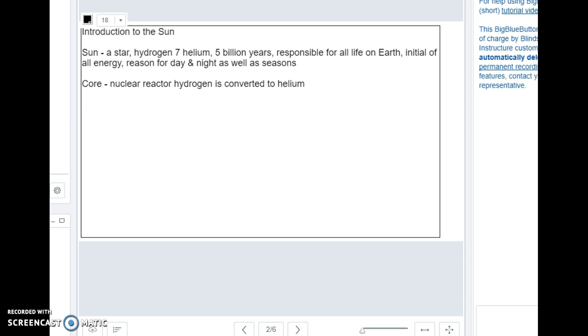Now, the sun, we said, was a star, and we have said that all stars are created from a nebula. So nebula was one of your vocabulary terms. A nebula is a giant cloud of gas and dust which a star is born from.